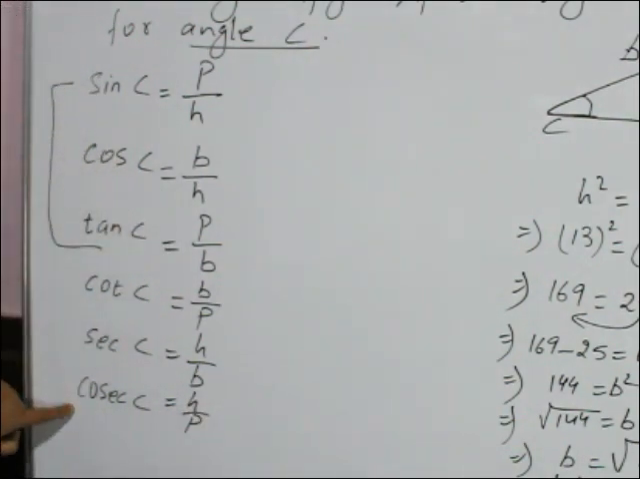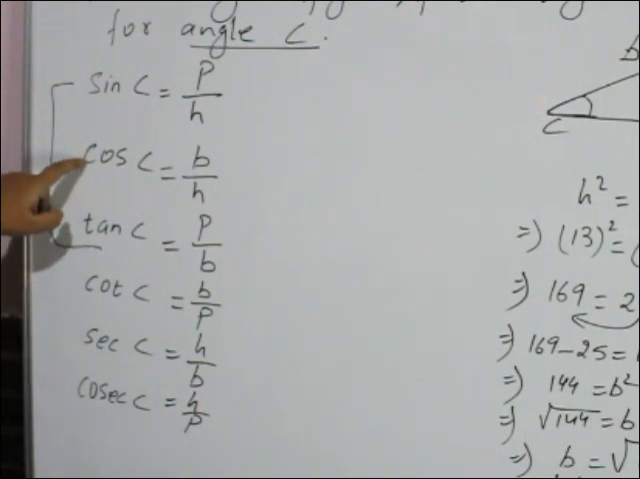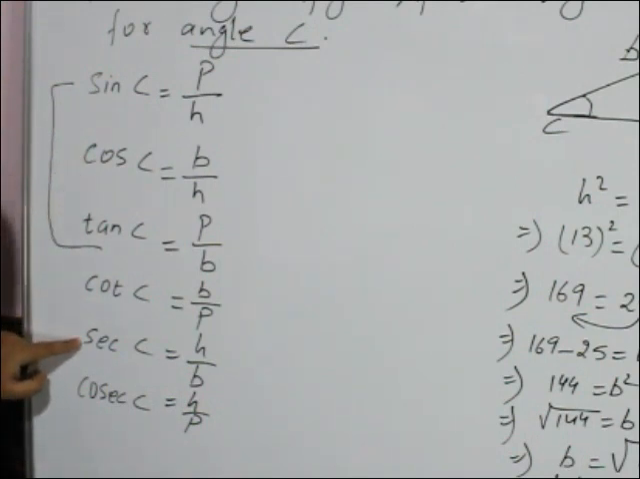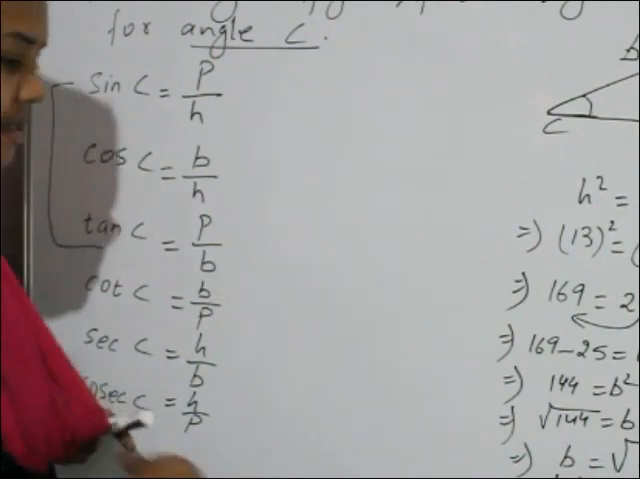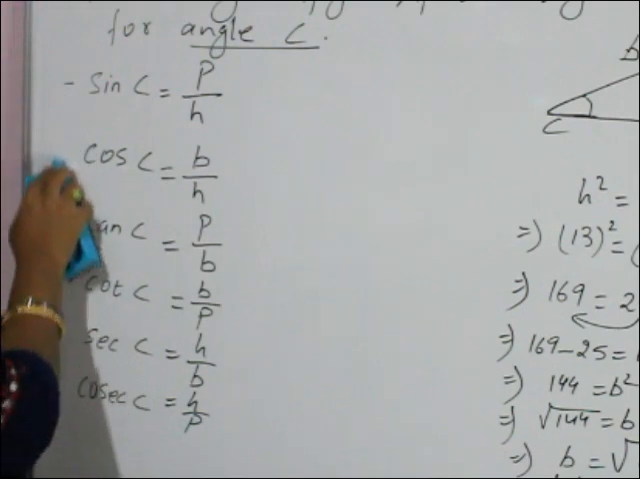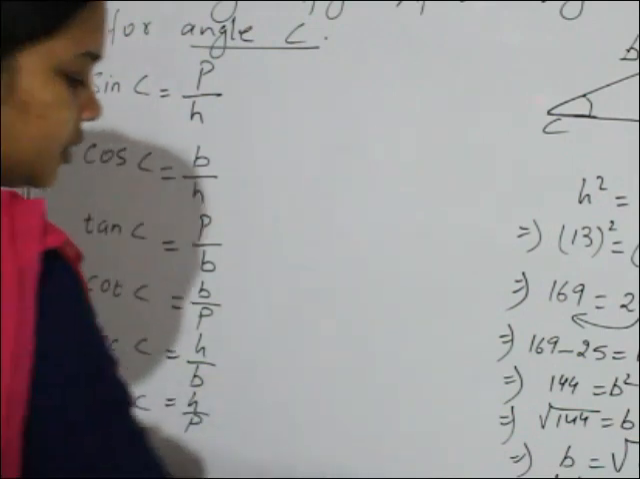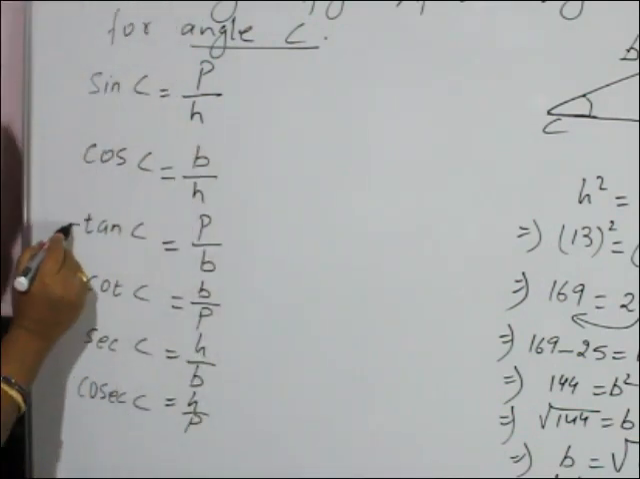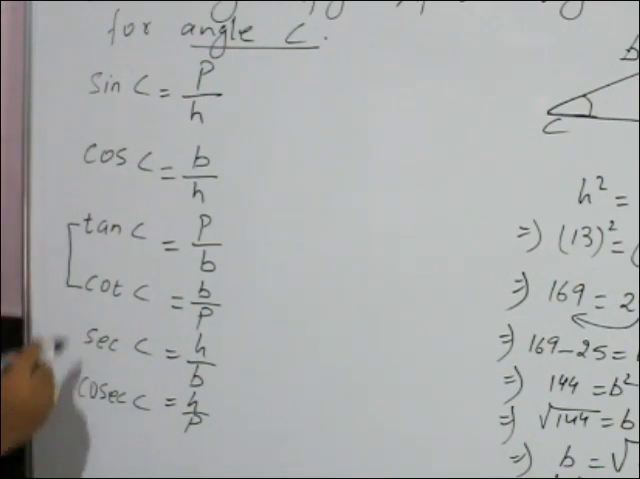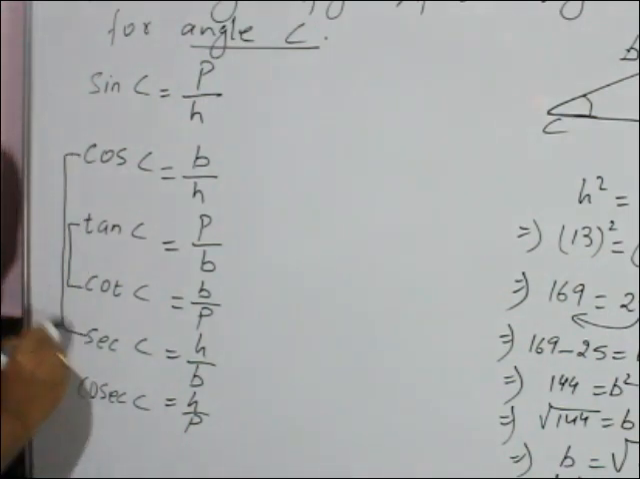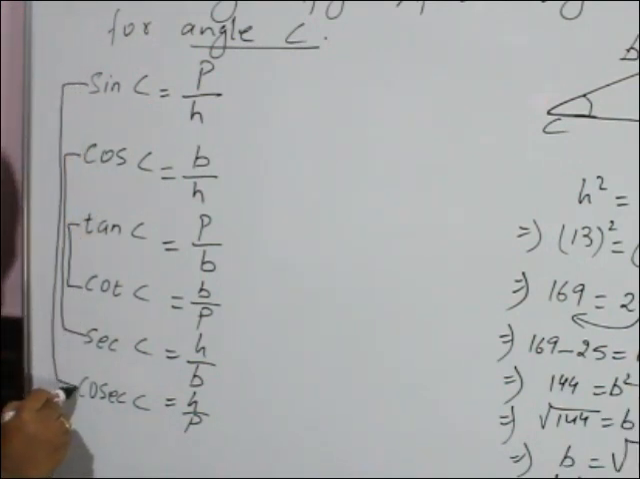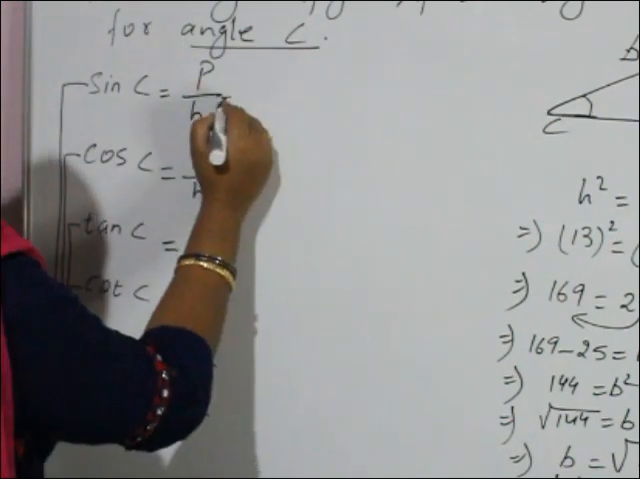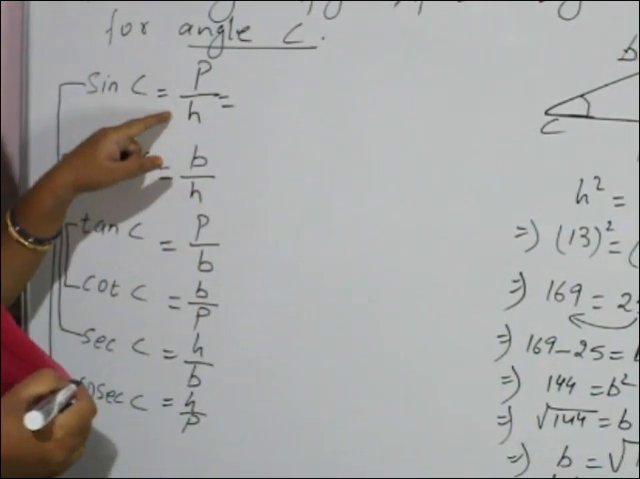Sin and cosec are reciprocals, cos and sec are reciprocals, tan and cot are reciprocals. I'll give you these arrow marks so you can easily understand. These two are reciprocal of each other. These two are reciprocal of each other. These two are reciprocal of each other. Clear?